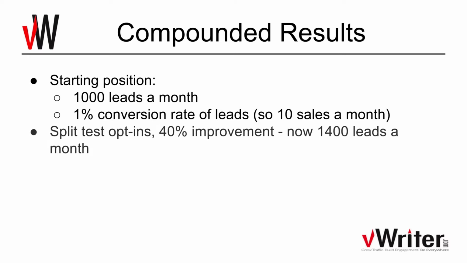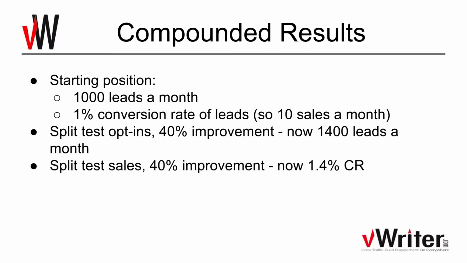If you split test the opt-in page for that and end up with a 40% improvement, that now gives you 1,400 leads a month. So we'll see how this compounds over time. So with that improvement, now 1,400 leads a month instead of 1,000. And you're also split testing something within your sales process, perhaps a web page that you're sending those leads to. You get a 40% improvement on that as well. So that's now a 1.4% conversion rate on your sales.